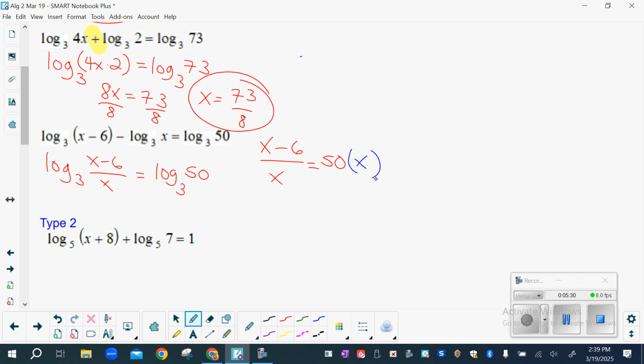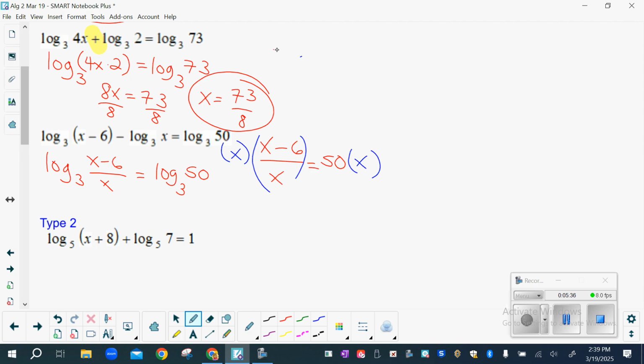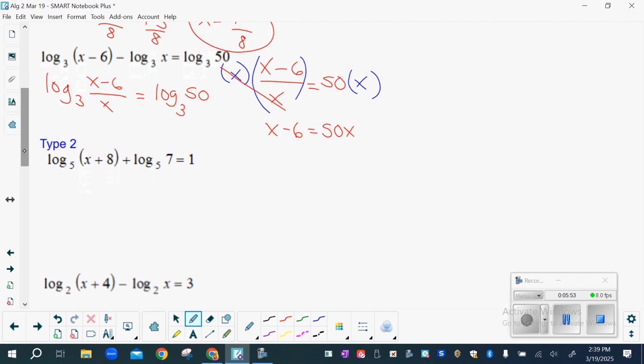So times x on this side. And the x's cancel, don't they? So we get x minus 6 equals 50x. And so this group back here, tell me what we would do next to solve for x. Good. We want to get our x's together, so we would subtract x from both sides.